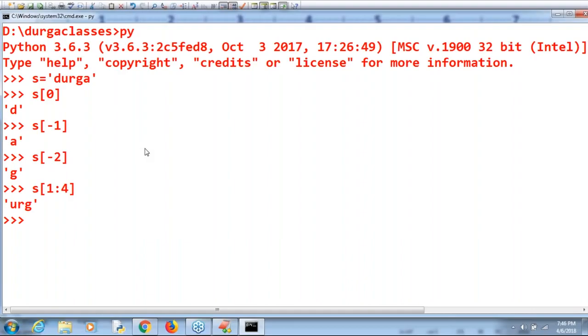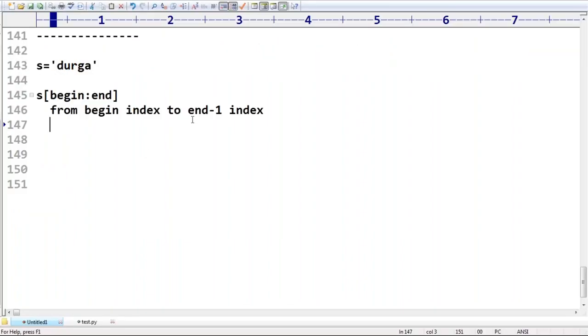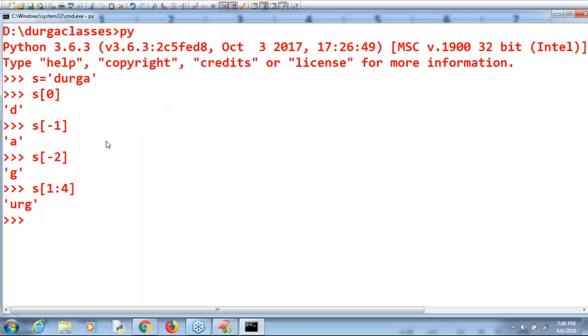Suppose I'm taking S of 4, sir. I'm not specifying begin index. If I'm not specifying begin index, by default it's always going to take from the beginning, from 0. The default value for begin itself is nothing but 0. That's why from beginning to n minus 1.